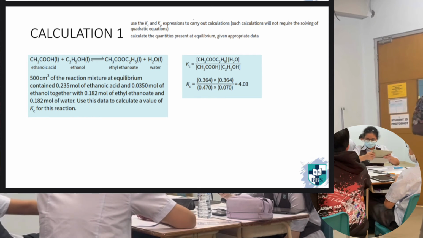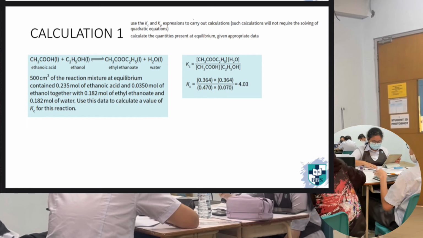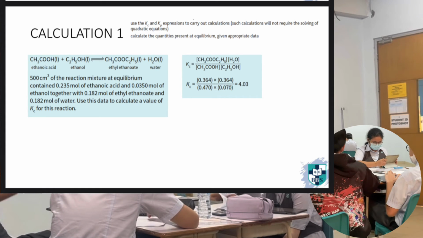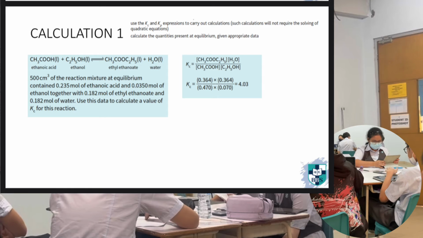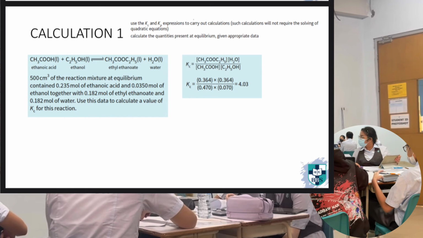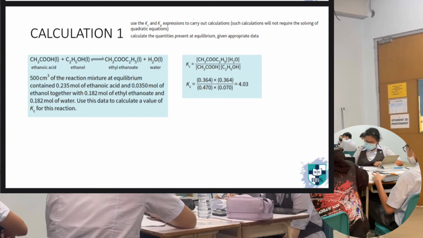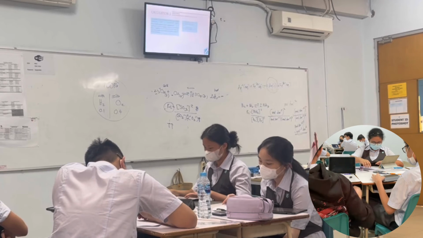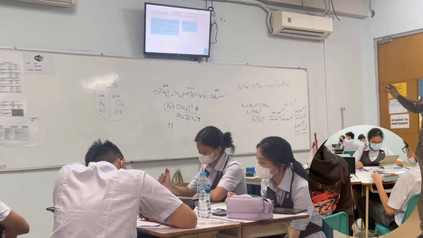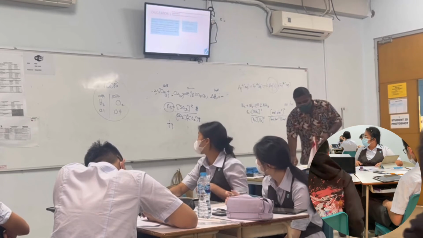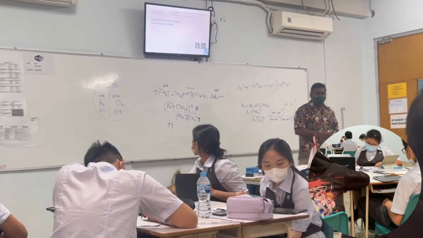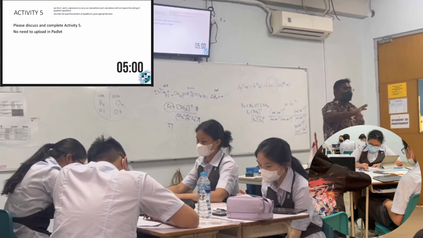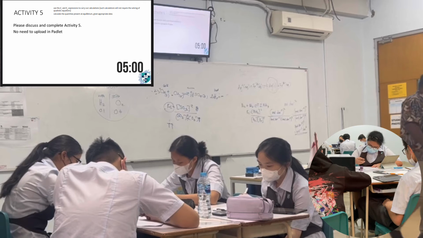But not in all situations will the 0.5 dm cube be cancelled, so you just take note of that. When you replace that, do remember concentration is number of moles divided by volume, so we need to consider the volume. Don't miss out on that. But now, this is not so interesting. You try calculation 2, which is going to be your activity 5. This one no need to upload in your Padlet, you just try.